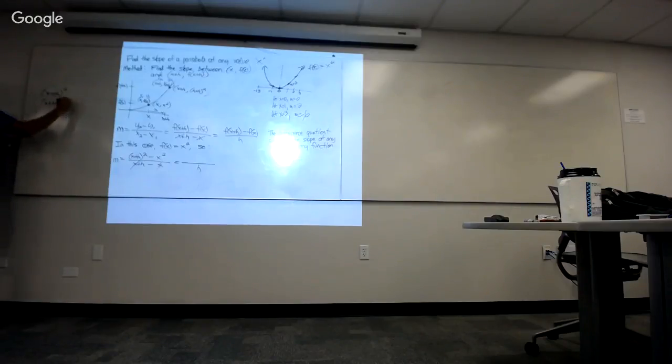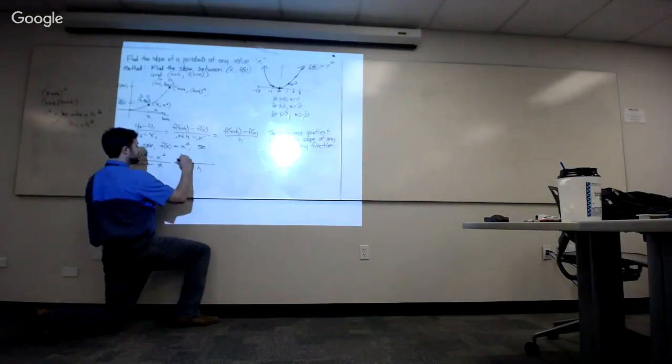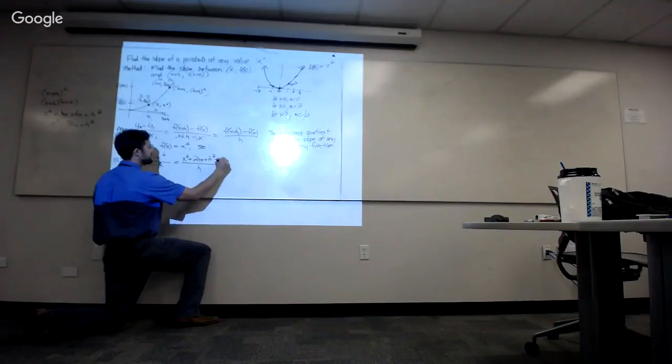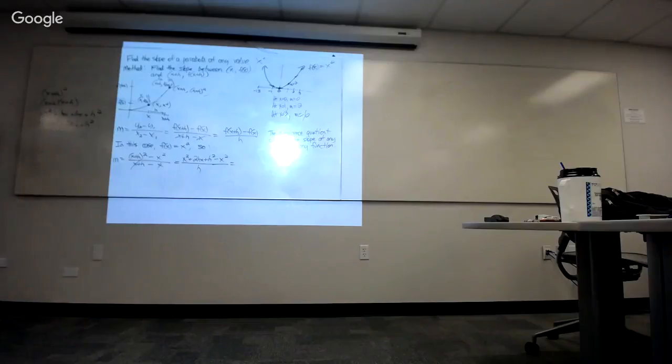Multiply by itself. And when you multiply by itself, you're really doing FOIL. So we're going to FOIL it out: first, outer, inner, last, which is x squared plus 2hx plus h squared. So now what we have is x squared plus 2hx plus h squared minus x squared. Okay, you'll see.